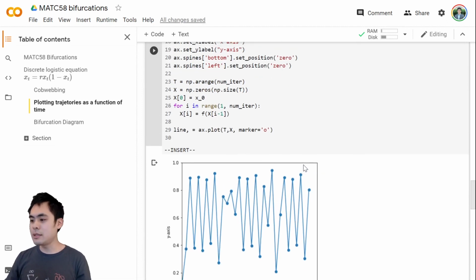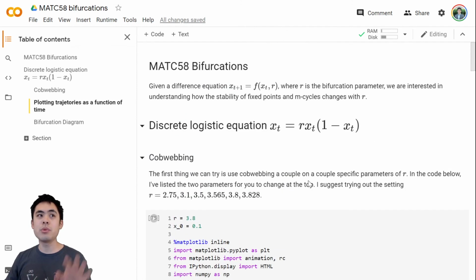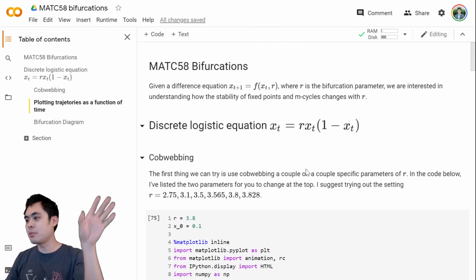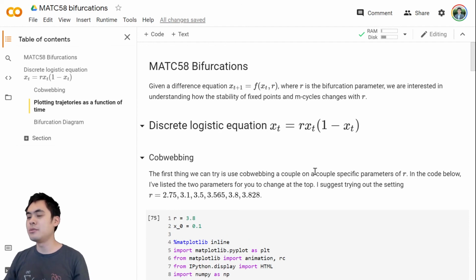I think that ends this quick video. I'll make the code for the Colab available, and you should play with it and try to get an intuitive sense of what happens at these bifurcations with these different kinds of equilibria.